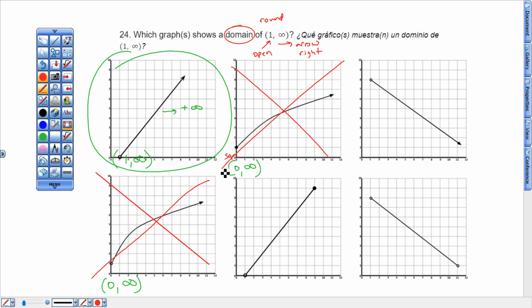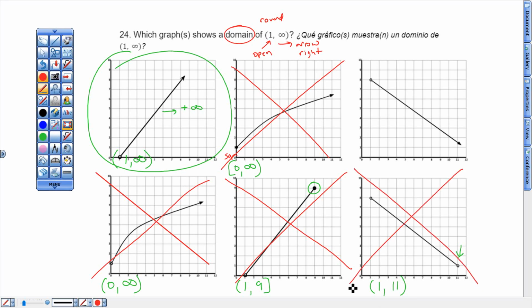All right, looking at this guy, I got another one here open, but no arrow. This is a closed dot, so that would be 9 square. That does not have an arrow. That's not going off to infinity. If I look at this guy right here, this one is rounded on the 1 to 11, another rounded because of that. And again, that does not match that 1 infinity. All right, moving on.